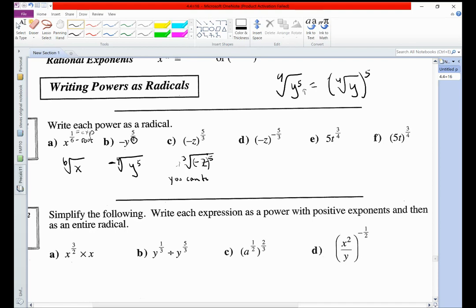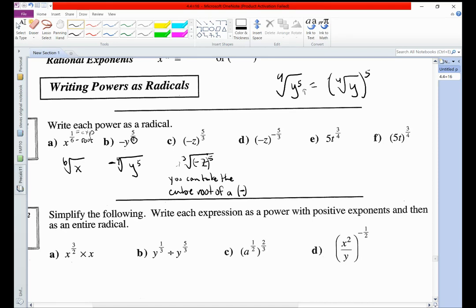You can take, we'll just say cube root for this one, cube root of negative. That's okay. And that works for any odd root as well.